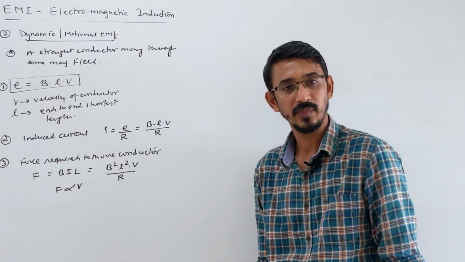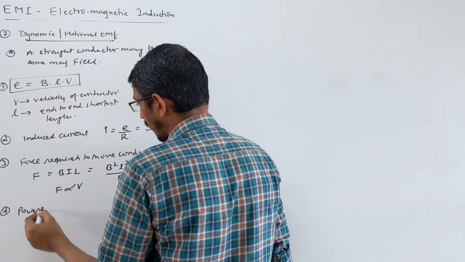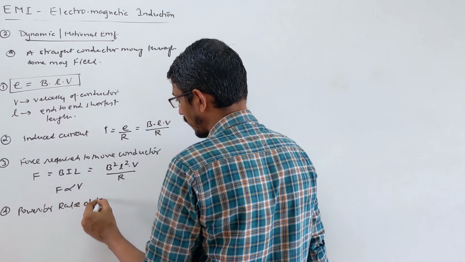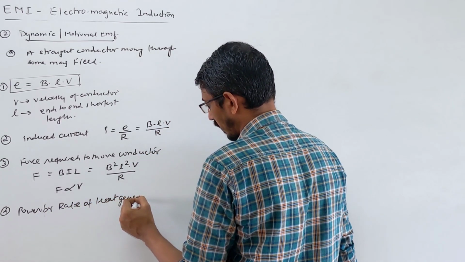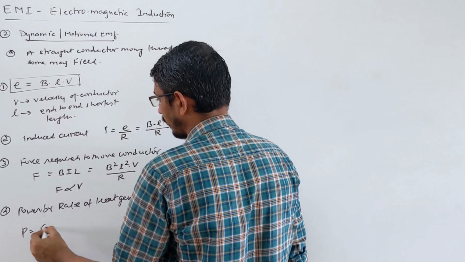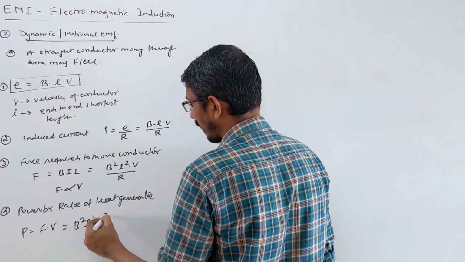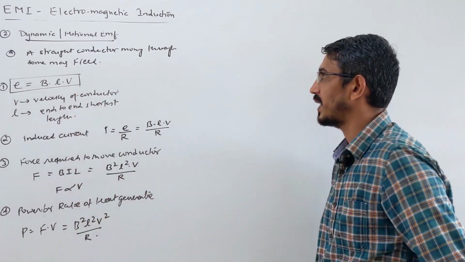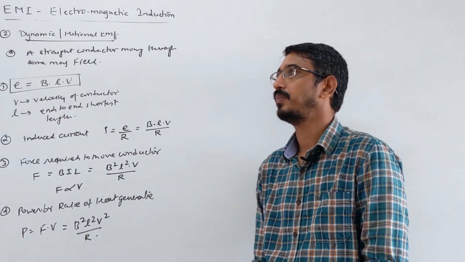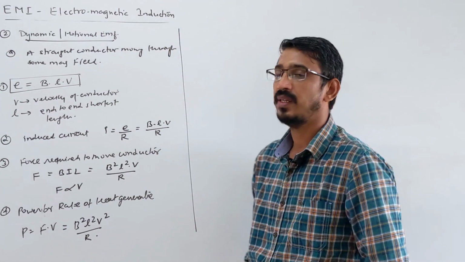You see that direct numericals they can ask you, and the force is directly proportional to your velocity. Then they can ask you the power required, or the rate of heat generated. Power and rate of work or heat are the same thing only. Power is force into velocity. This is the force formula, multiply with velocity, so you get B square L square V square by R. So these are the total questions they can ask regarding a conductor moving through a magnetic field, where motional EMF will be produced.